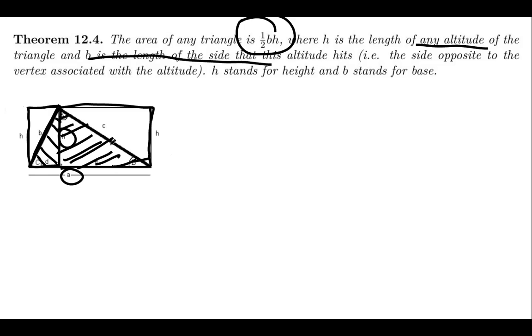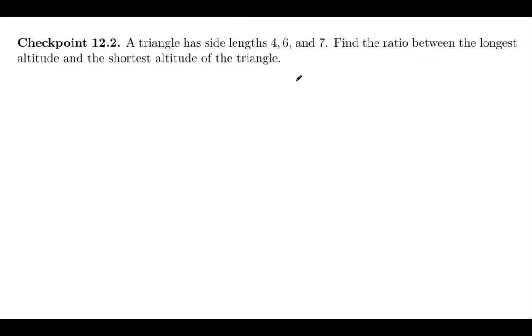So what that means is that the area of the triangle will just be half of the area of the rectangle. And the area of the rectangle would be AH, so half of that would be half AH. So that's how we get the area.